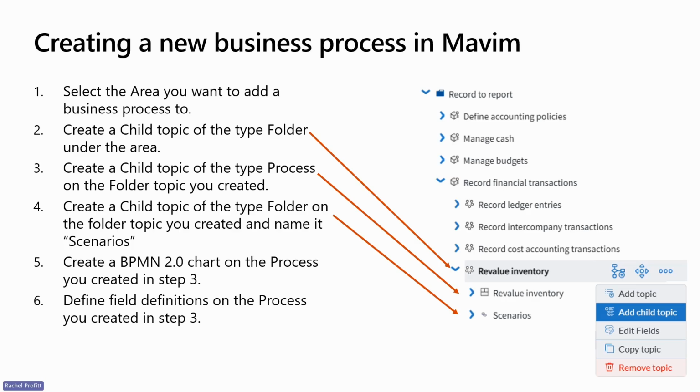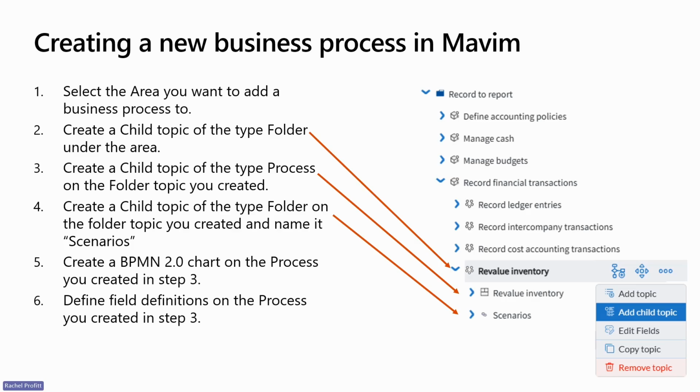Step one is you're going to start by selecting the area where you want to add your business process. This is the process area level in the tree. So if you're working on something under Order to Cash, you'd navigate to that area first. Now, the second step is where the first nuance comes in. You're going to create a child topic under that area, but it's going to be of the type group topic, not a process. And in the new Mavim types, it's going to be a folder.